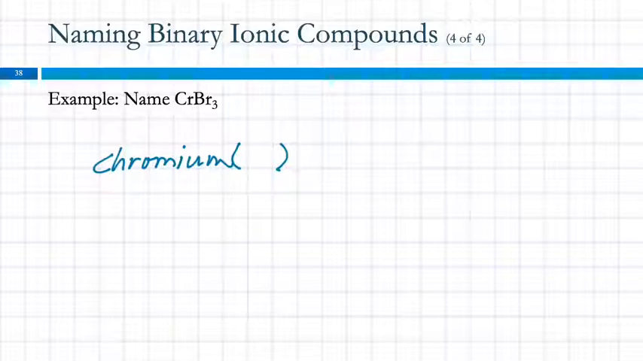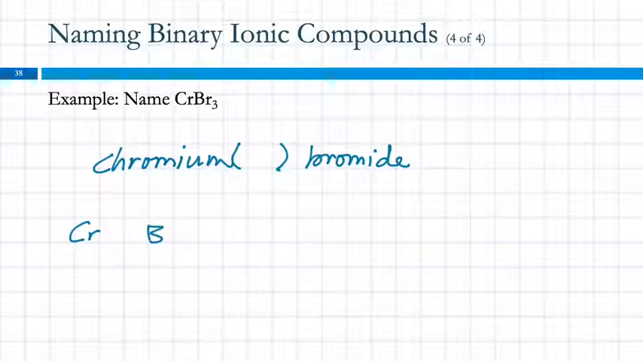Bromide, right? So we've got chromium something bromide. But we don't know if this is chromium the first, chromium the second, chromium the 8th, right? We have to look at the charges to figure this out. So let's do that down here. From the formula, I see that I have 1 chromium ion and 3 bromide ions.